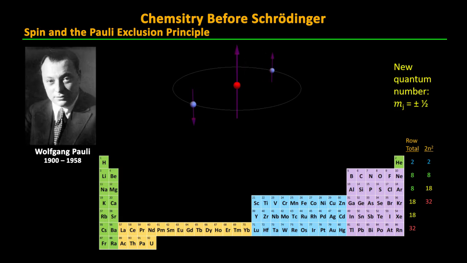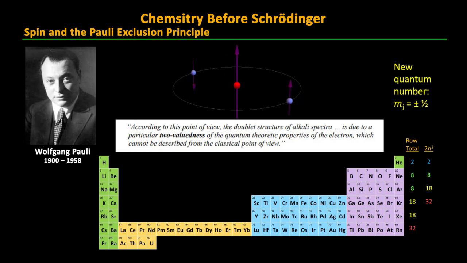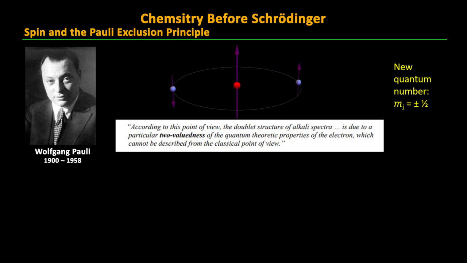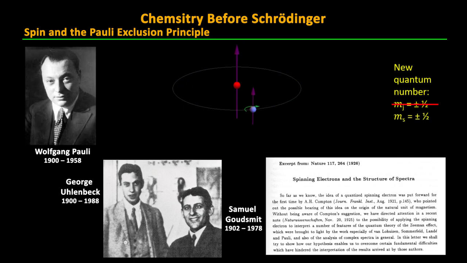Pauli initially referred to this new quantum number as a two-valued degree of freedom with an unknown physical interpretation. But before too long, Dutch physicists George Uhlenbeck and Samuel Goudsmit published their interpretation of this value as a spin of the electron, which is how we think of it today.